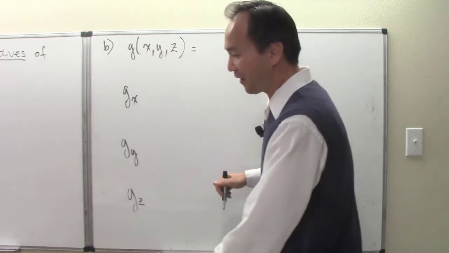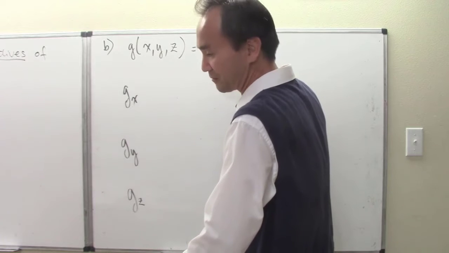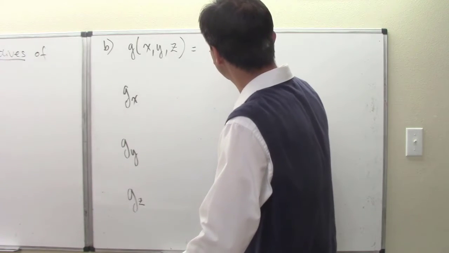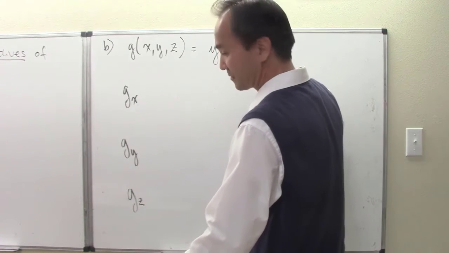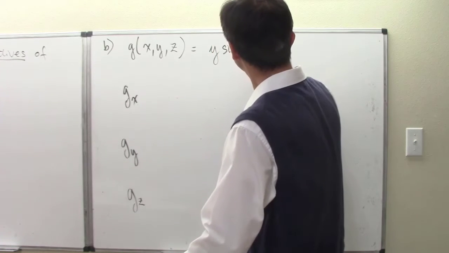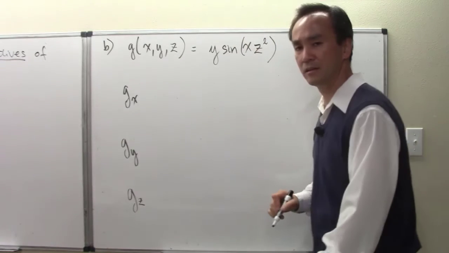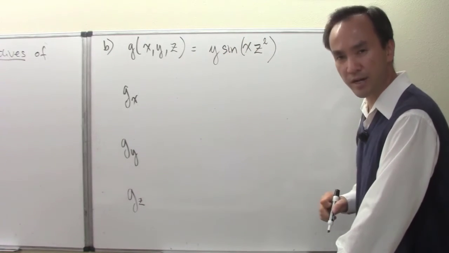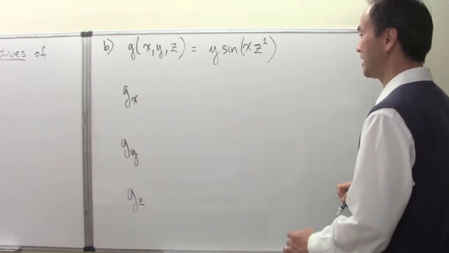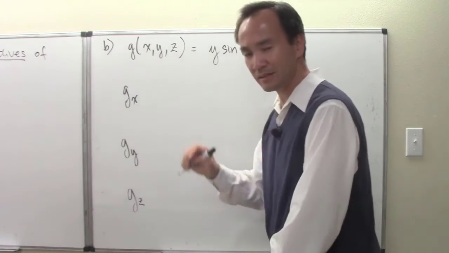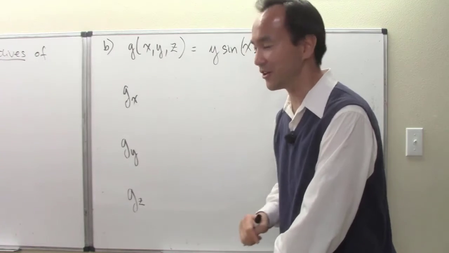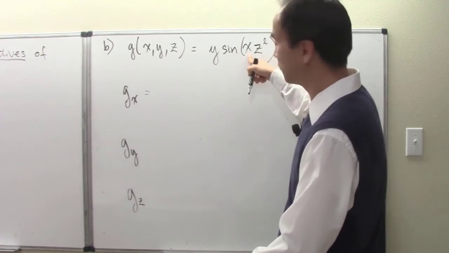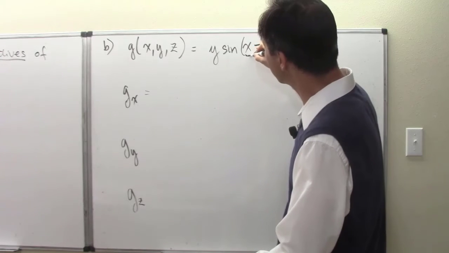Okay, so the function given is in here. It is given as follows: y times sine of x z squared. All right, y times sine of x z squared. Okay, so now let's go find that one by one. We're not using the limit definition. g_x, okay? So we focus on x right here as the variable.